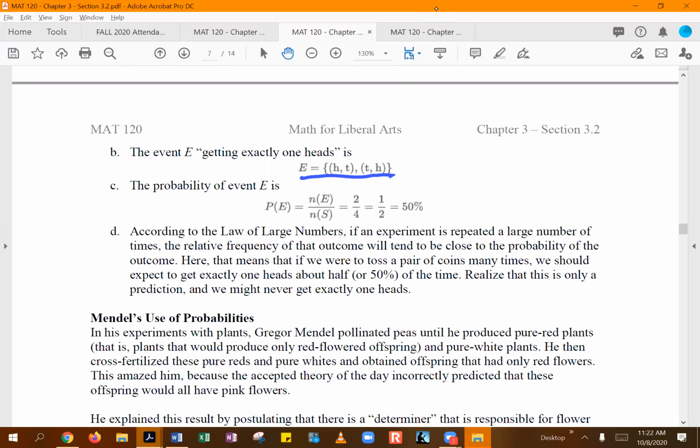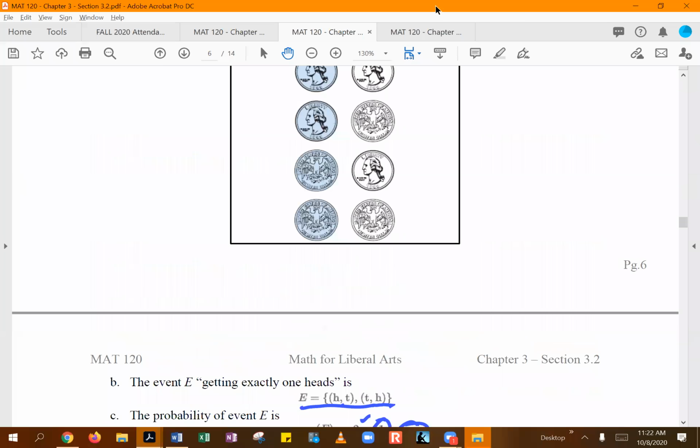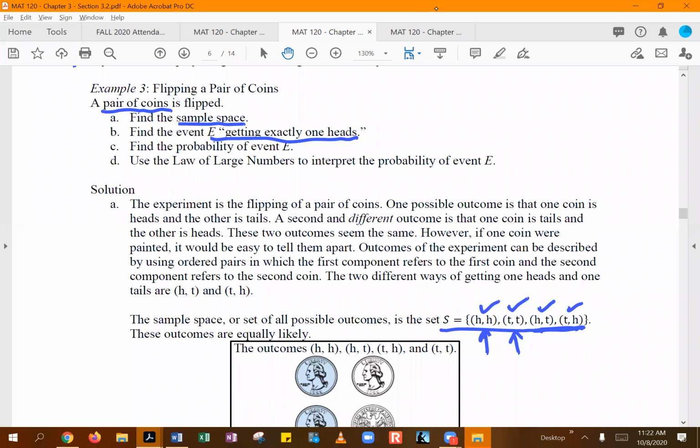So when we talk about the probability for this event, there are 2 outcomes in this event of getting exactly one head. So that's 2. In our sample space, we have a total of 4 outcomes. So 2 over 4 will reduce down again to 1/2, or you have a 50% chance that we will end up getting exactly one head when we flip these pairs of coins.